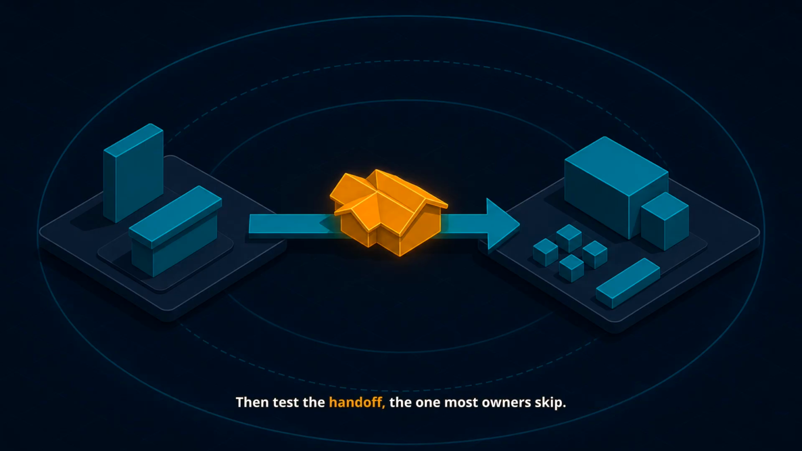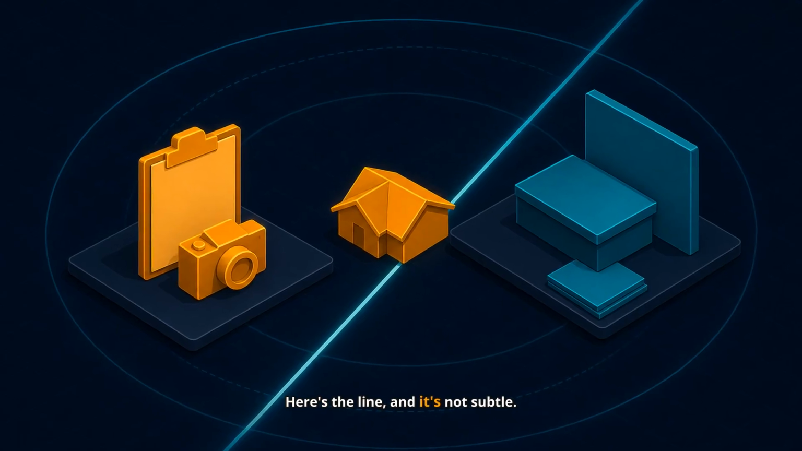Then test a handoff, the one most owners skip. Hand the estimate to a crew lead. Can they build from it without calling the salesperson? If the PDF looks polished but the file is incomplete, the platform failed the only test that matters. Here's the line, and it's not subtle.